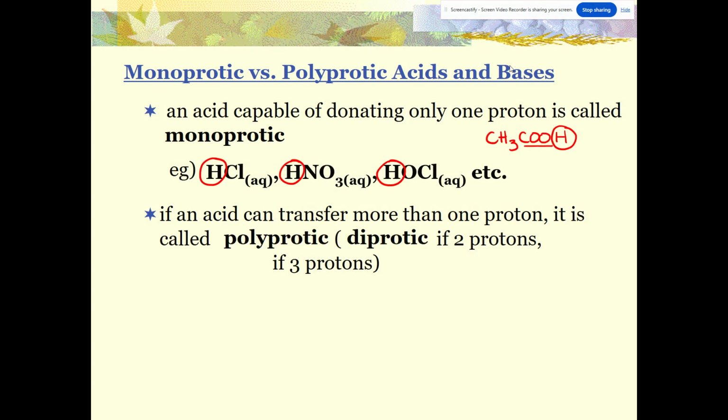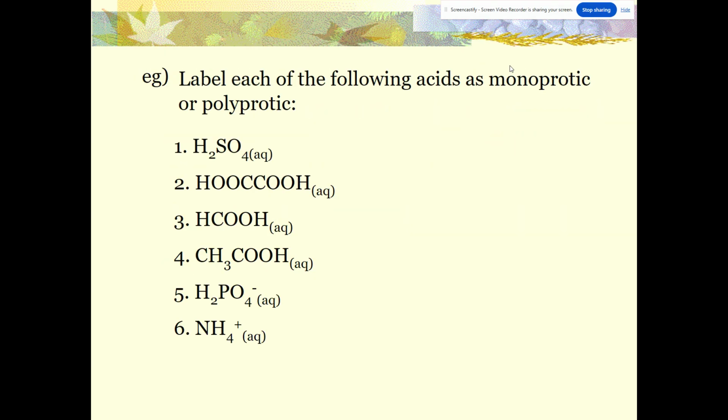When you have more than one donatable hydrogen, they're called polyprotic. Diprotic specifically if they can donate 2 protons, and triprotic if they can donate 3. So if we were to look at the following as being monoprotic or polyprotic, again, you're just counting the number of hydrogens. There's 2 hydrogens here, so that is polyprotic.